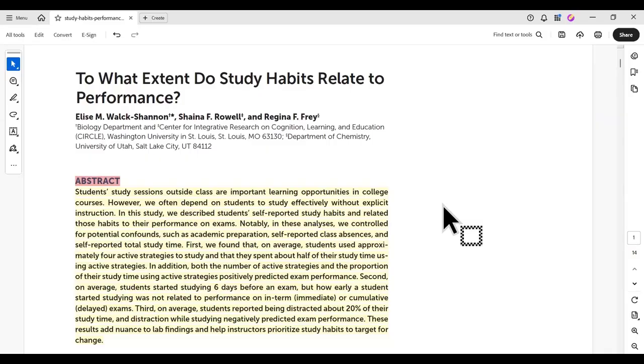Plus, I think you'll be interested in finding out how you can use studying strategies to increase your exam scores in your biology class. The paper is titled, "To What Extent Do Study Habits Relate to Performance?" This is a little vague, so let's read the abstract and find out a little more about what this paper is about.